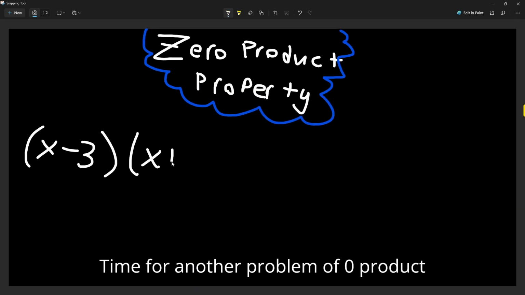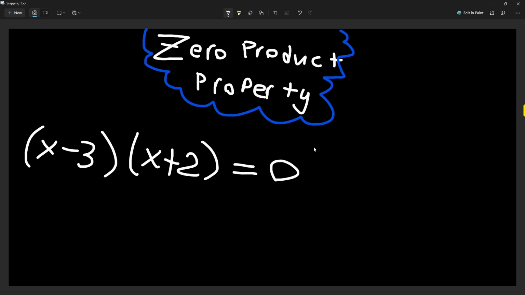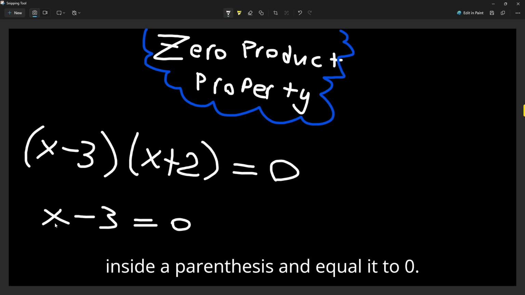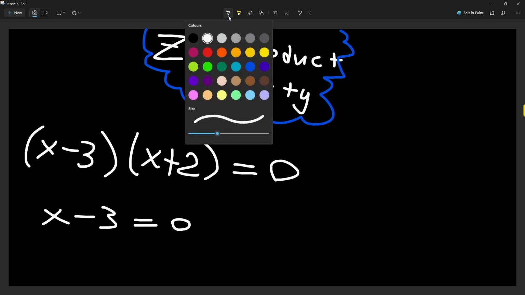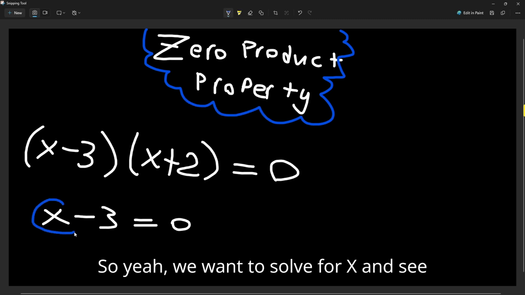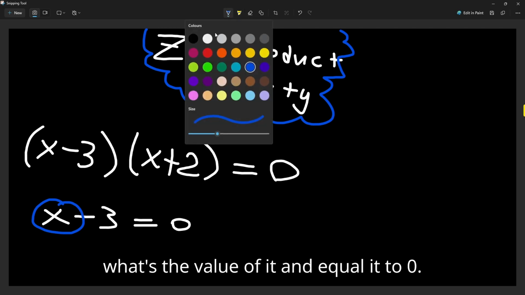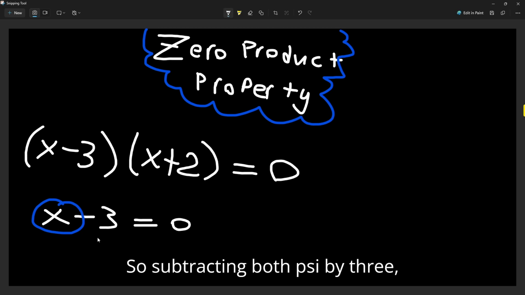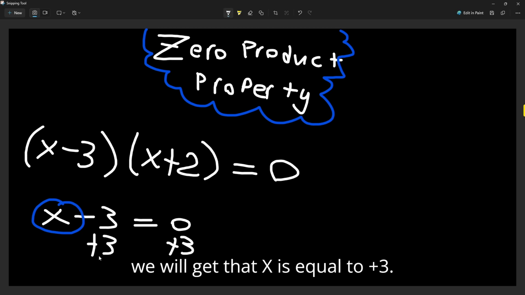Time for another problem of the zero product property. So (x - 3) times (x + 2) is equal to 0. All you gotta do is take out a term inside a parenthesis and set it equal to 0. So we want to solve for x and see what's the value of it. Subtracting both sides by 3, we will get that x is equal to positive 3.